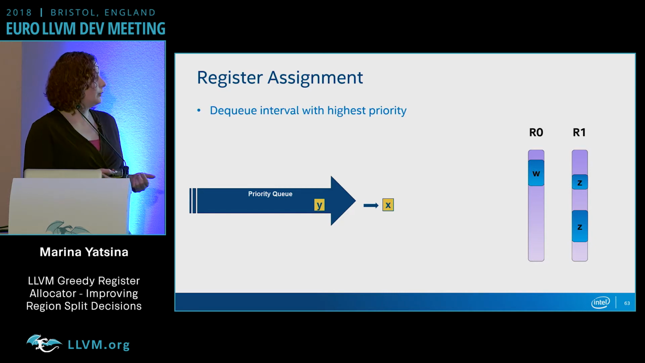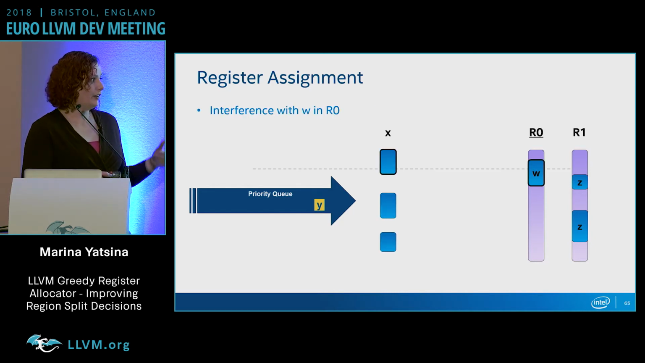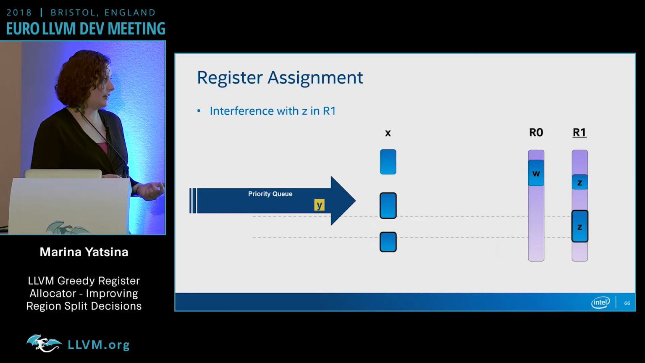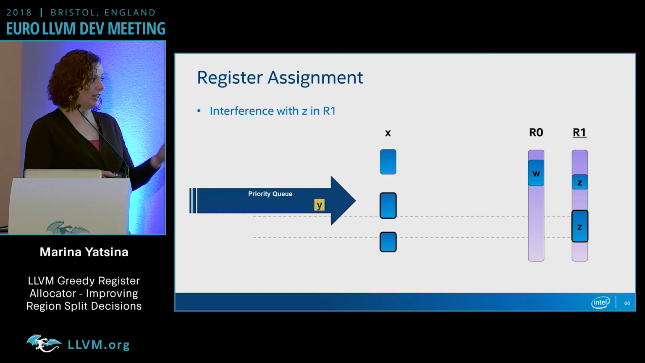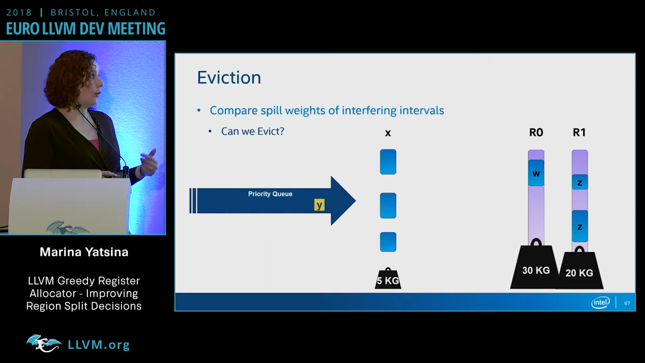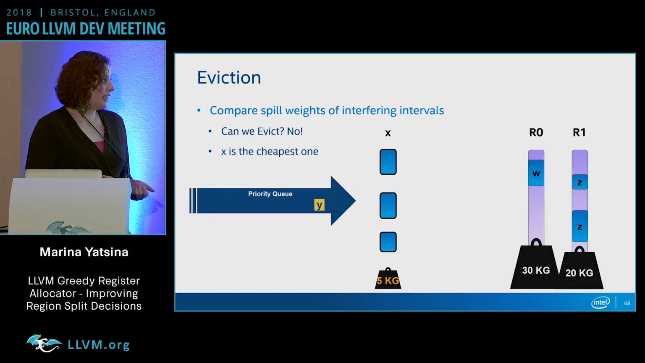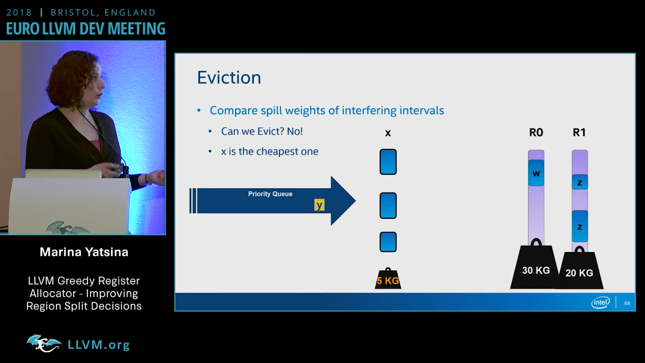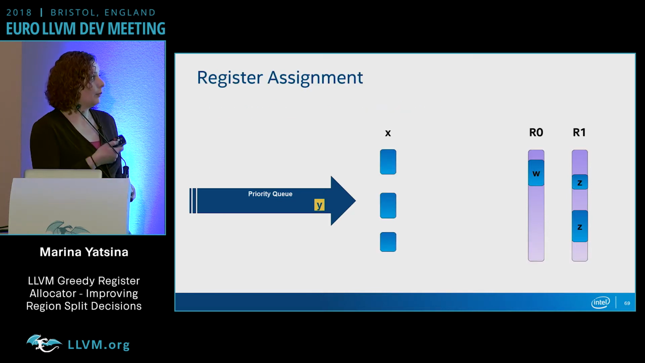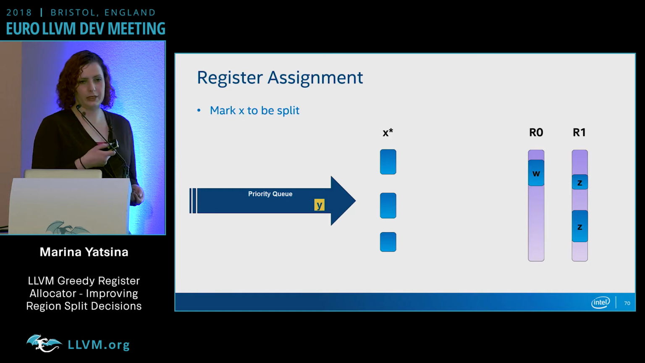And now when we try to assign X, we don't have a register that we can just smoothly assign it to, because we have interferences with W and Z. So we see if we can evict somebody. We check the spill weights. And this time, we cannot evict anybody because X is the cheapest one. So what do we do? We mark X as an interval to be split.